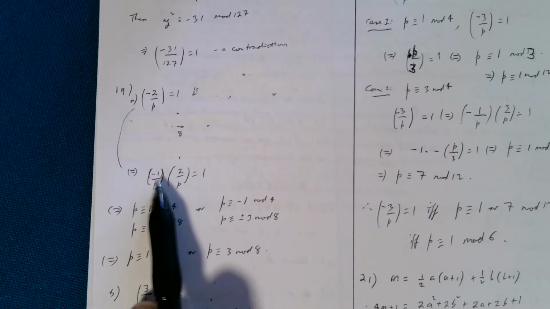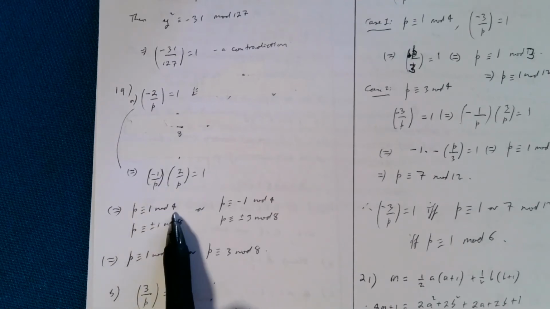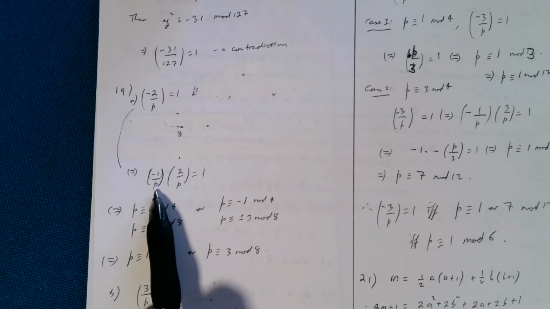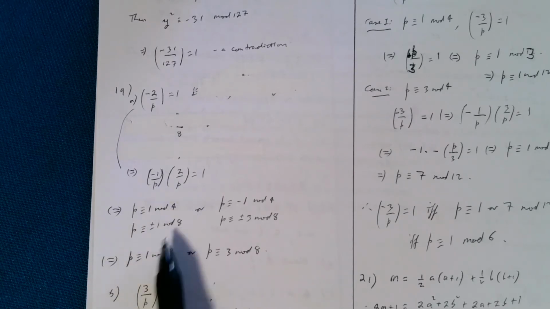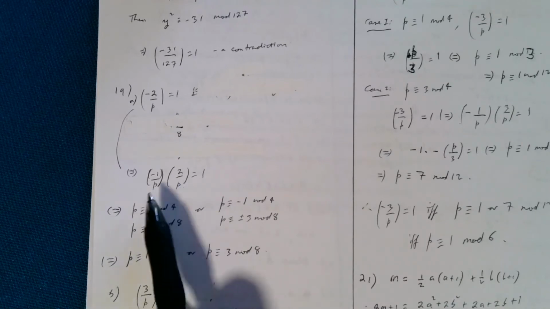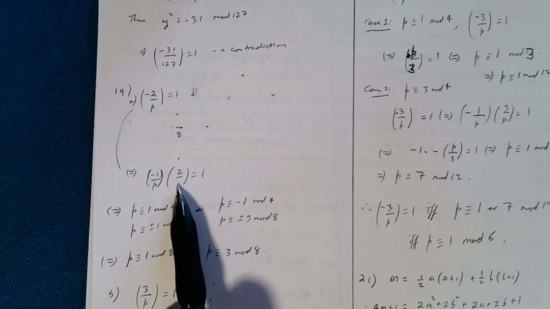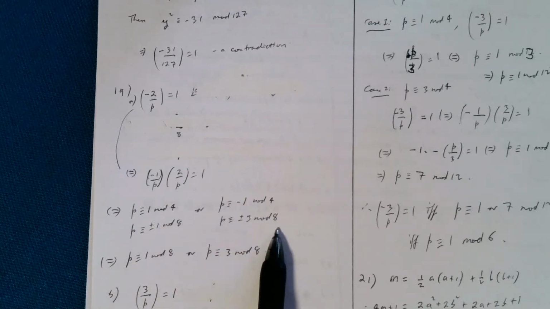So minus 1 is a square mod p if and only if p is 1 mod 4. So this is 1 if p is 1 mod 4. This is 1 if p is plus or minus 1 mod 8, which we did in the lecture notes. So that's one possibility. Or both of these could be minus 1, in which case this is minus 1 if p is minus 1 mod 4, and this is minus 1 if p is plus or minus 3 mod 8.